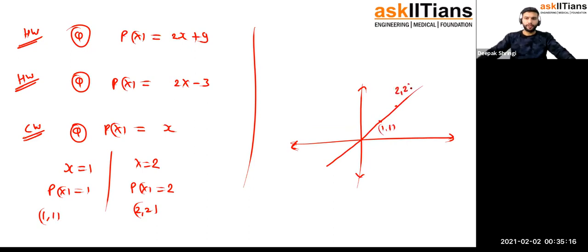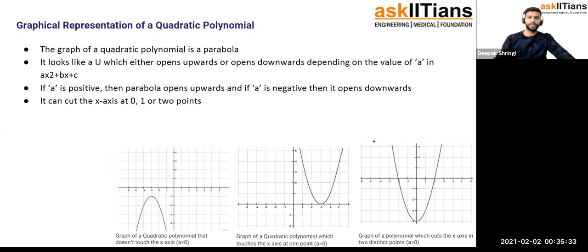Which polynomial? P(x) = x, right? This is the graph of P(x) = x. Got it now? Okay, x is put as 1, P(x) is also 1, x is 2, P(x) is also 2. So the graph is going to pass through (1, 1) and (2, 2). We get the answer, right? Okay guys, let's move on now. Perfect. Look at this now.